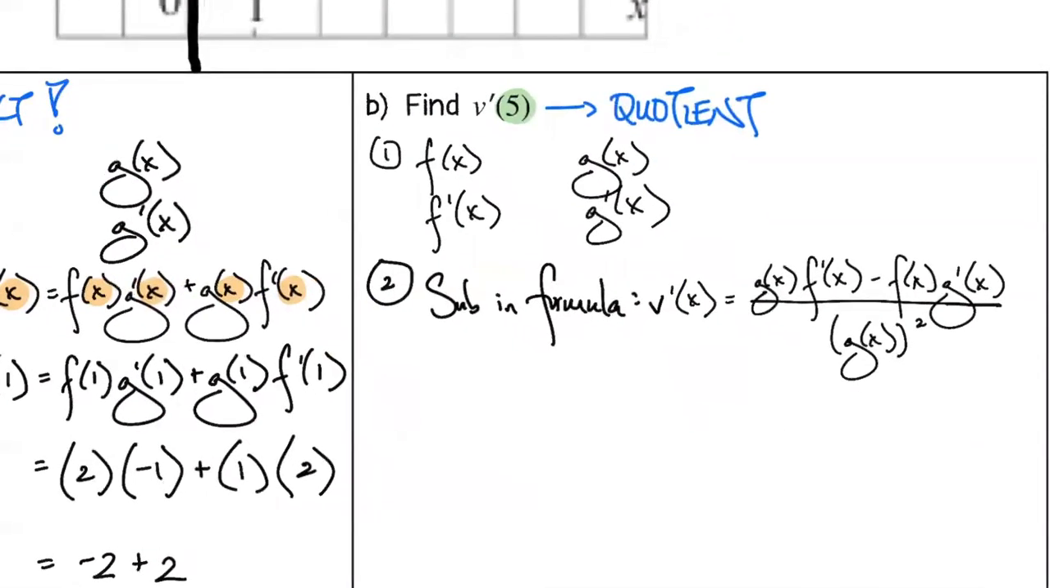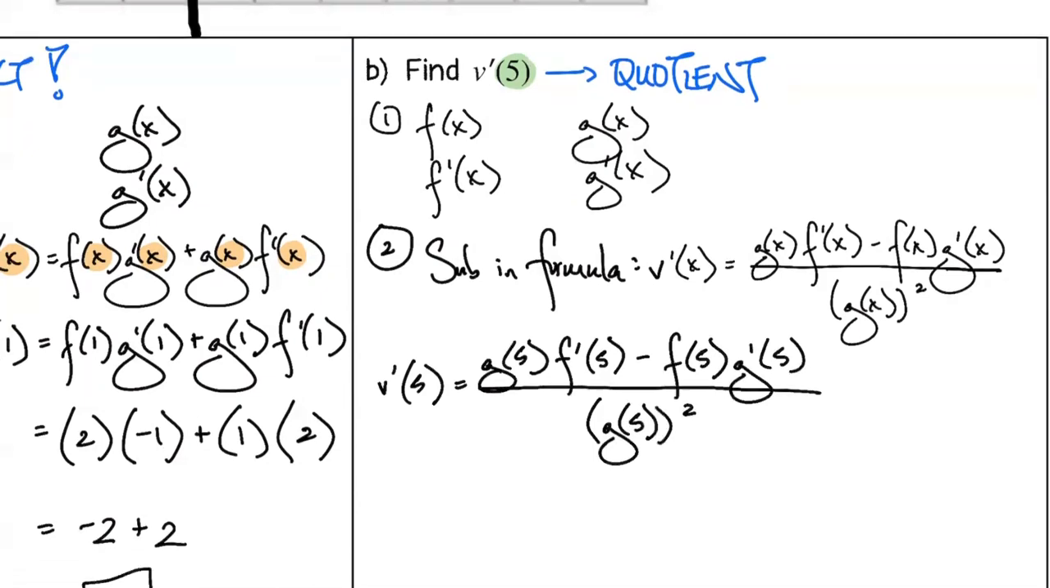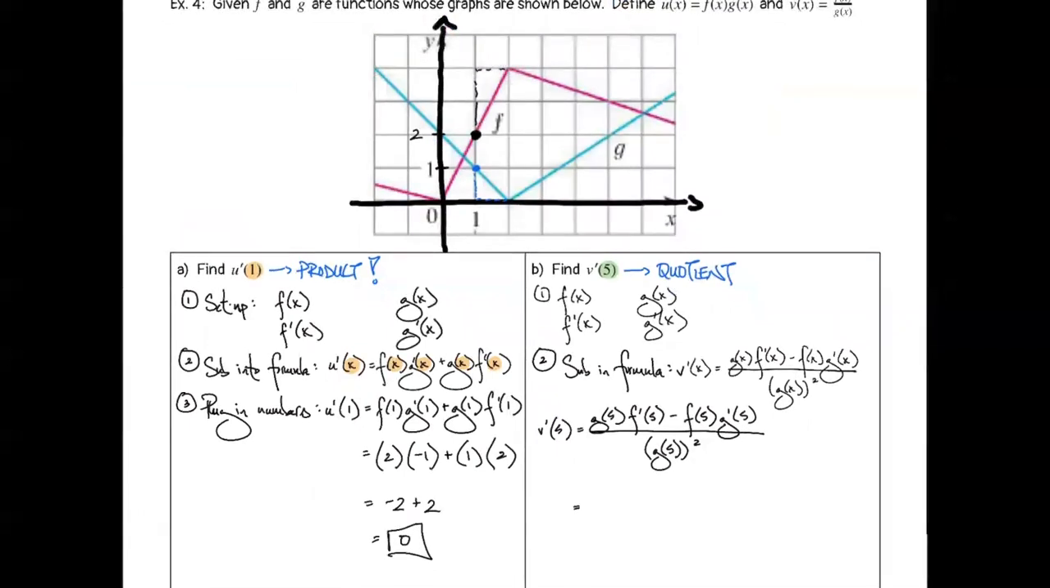And so if we now think about what we have, we're going to have v prime of 5 equals g of 5 times f prime of 5 minus f of 5 times g prime of 5, all over g of 5 squared. Okay. So I'll give you a moment to look at the graph and find the corresponding values and start to plug those into your equation. I'll give you a little bit of a head start and then I'll go ahead and plug those numbers in as well.